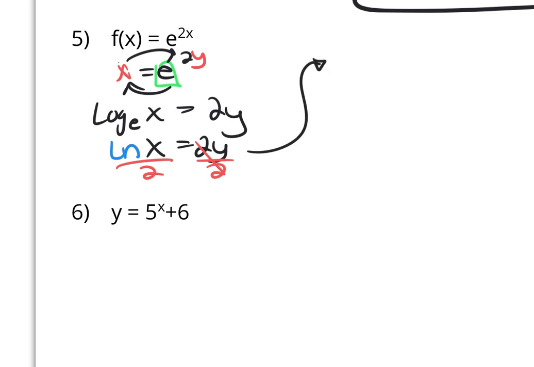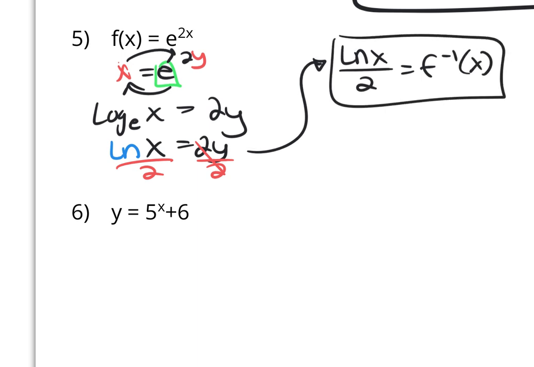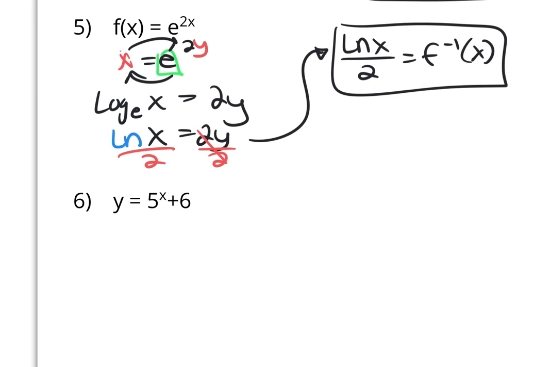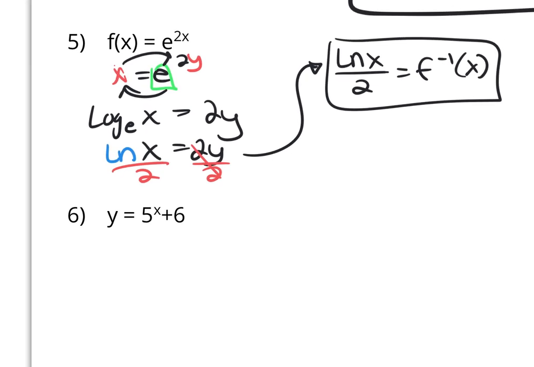And at this point, I would just write it in inverse notation. So instead of y there, I'd write my inverse of x there, only because it started with f of x, okay? And again, natural log of x, and then that whole thing is divided by 2, not just the x is divided by 2. So make sure your line extends and covers that whole ln x. Questions on that guy? All right.